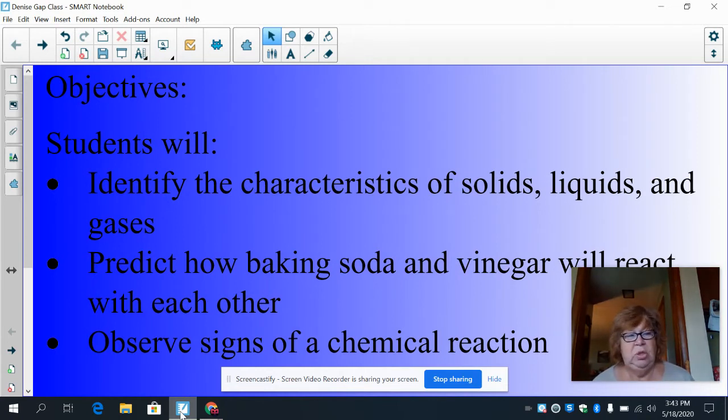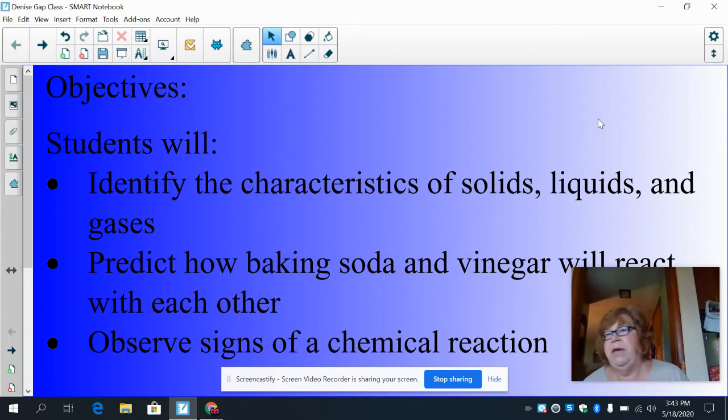But for today, I'm going to introduce to you what we're going to be doing. This is called exploding baggies. And we're going to be talking about properties of matter, talking about solids, liquids, and gases. First thing I want to do before I get into what our objectives are and some questions is I want you to demonstrate for me using your fist as either a solid, a liquid, or a gas. And I'm going to show you how we can do this.